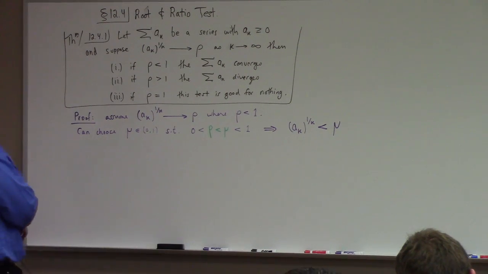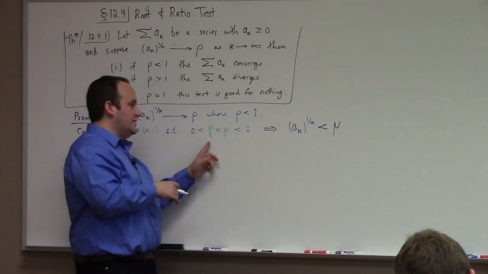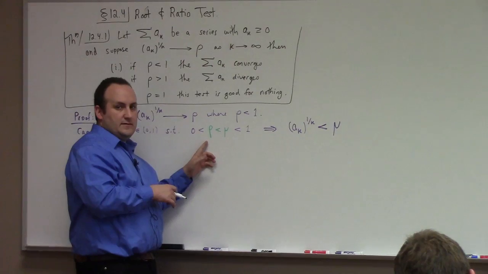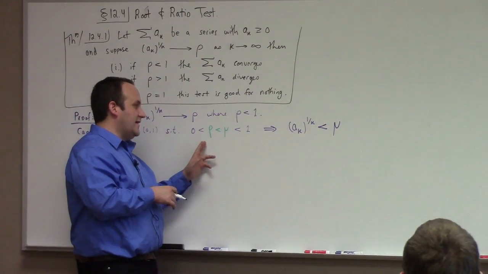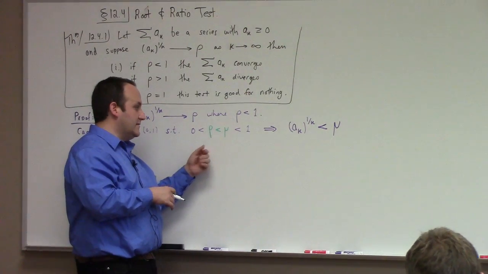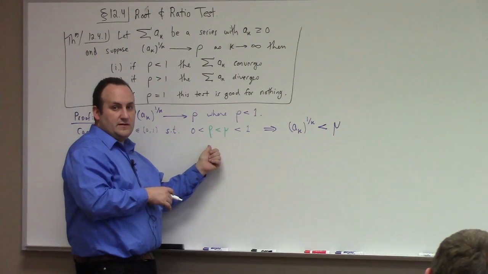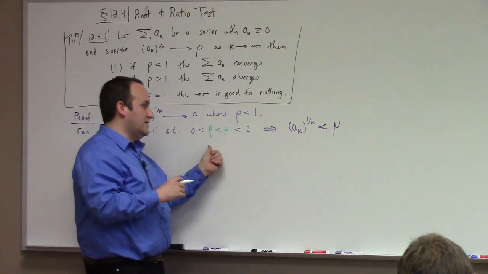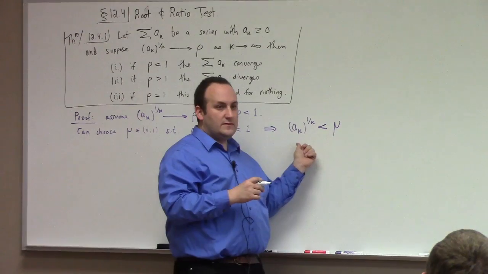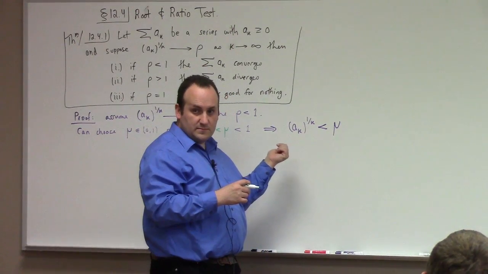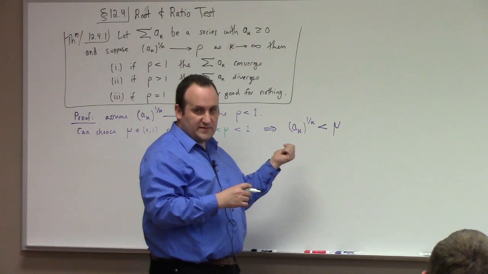So if the kth root is getting really close to rho as k goes to infinity, it must be the case that eventually the values of the kth root of a sub k are settling close to rho, which means beyond some point, all the values have to be less than mu. Does that make sense? Do you see what I'm saying?